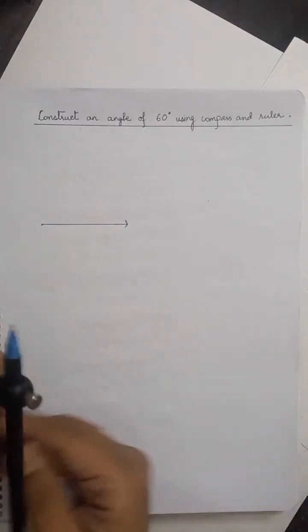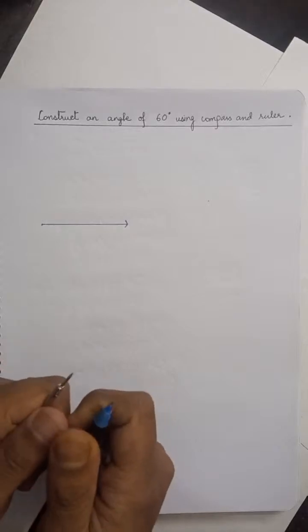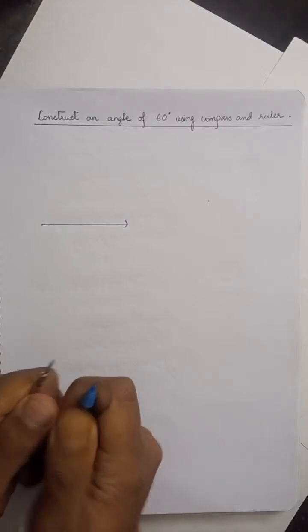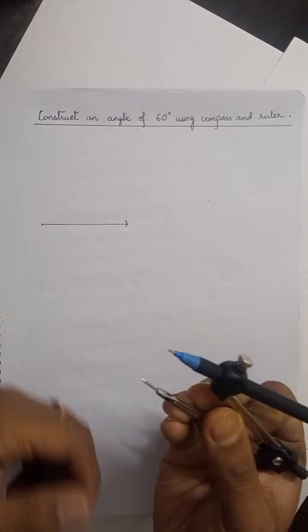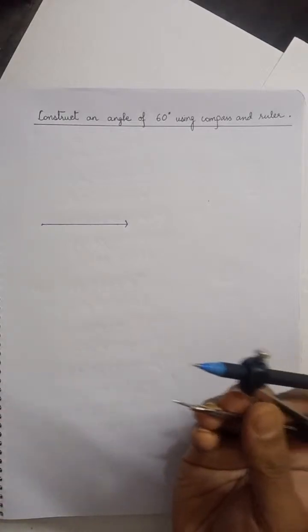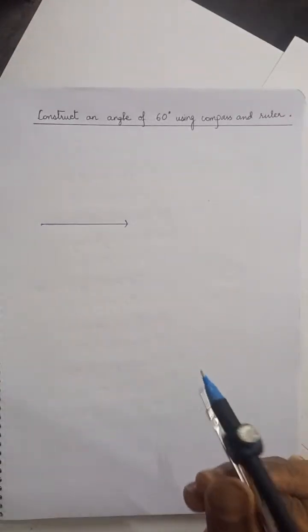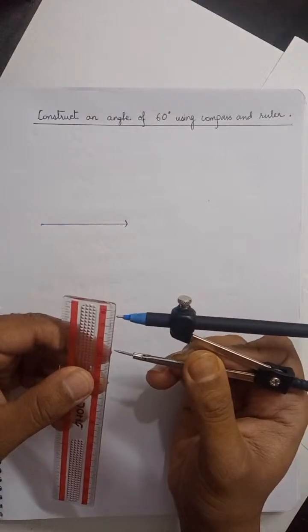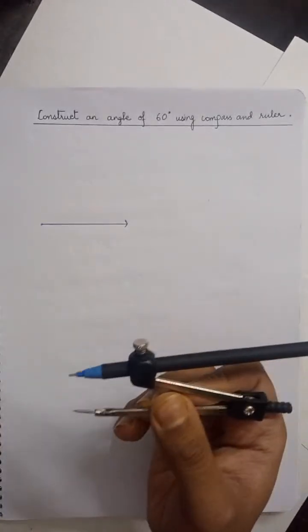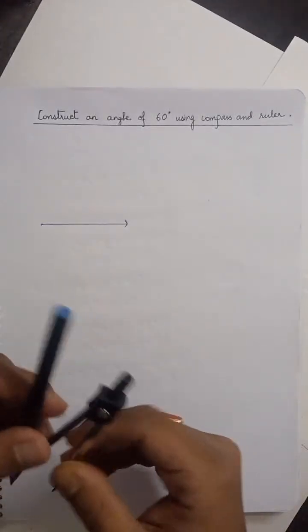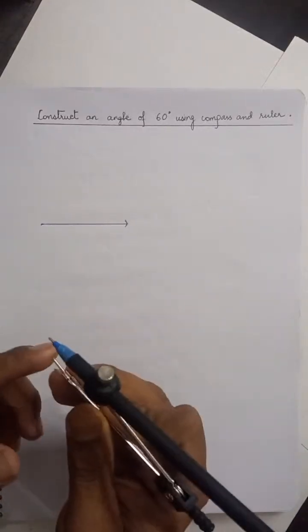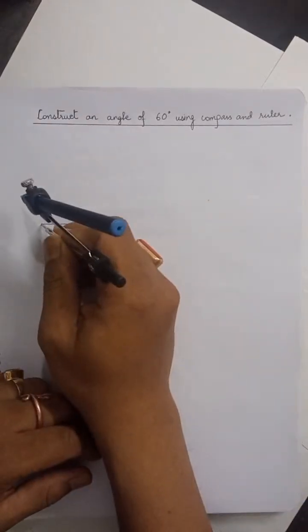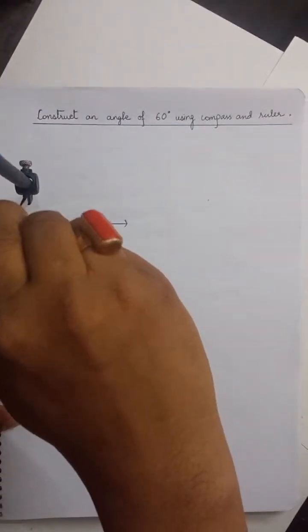Then we will adjust our compass. The adjustment is totally upon us, how much big or how much small we want our diagram to be. I'm taking this much, it's roughly 2.5, but you can take any measure. We will place the tip of the compass at the endpoint and draw an arc.